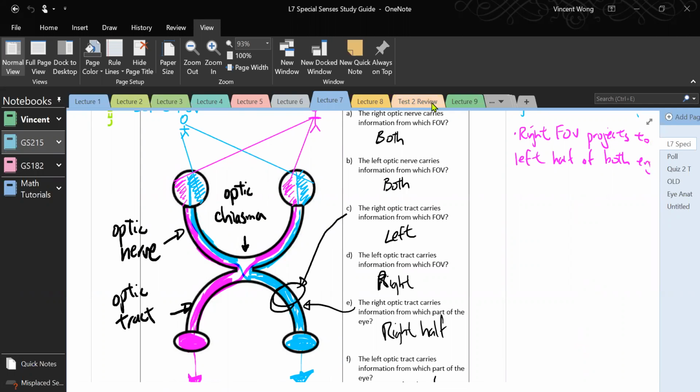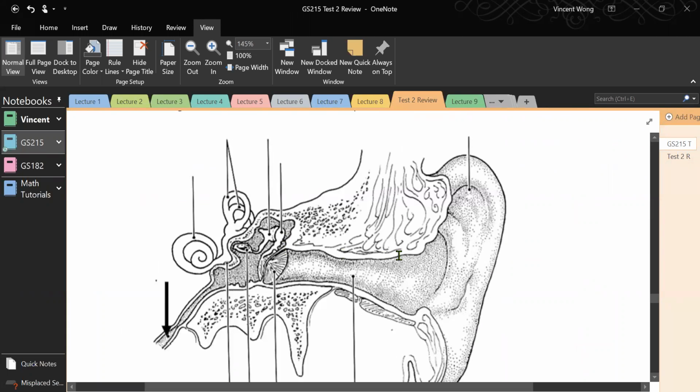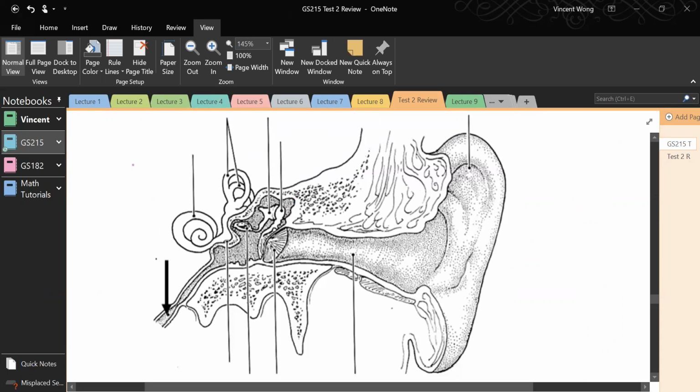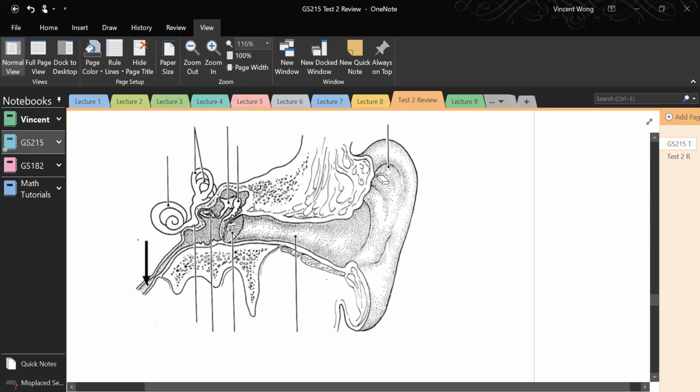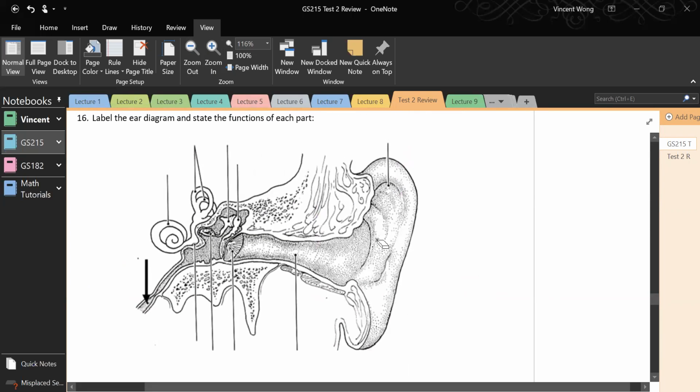Where is the test review? Right here. Okay, and here is the ear. Maybe we'll label it together. Starting right here, we have our ear canal or auditory canal. Okay, so sound's gonna, oh no, sorry, not that. I was looking at it the wrong way. This is the ear. Fancy word for ear is pinna.